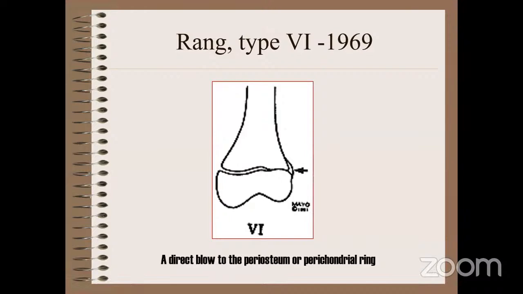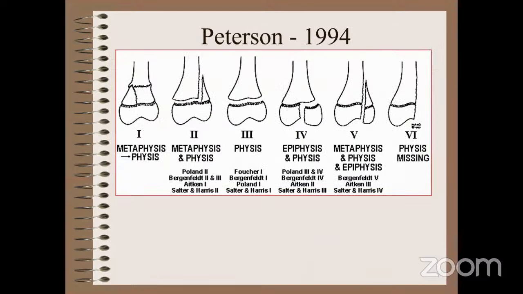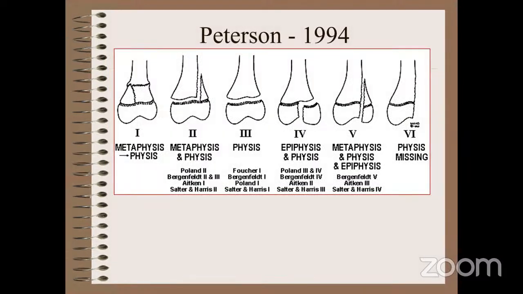And in 1969, Mercer Rang added the perichondrial injury, that is a peripheral injury because of a direct blow to the periosteum or the perichondrium at the periphery. This is very difficult to diagnose initially, clinically. Okay, and it may be seen on MRI, and it's usually a retrospective diagnosis. And the latest classification of physeal injury is by Peterson, that is 1994.